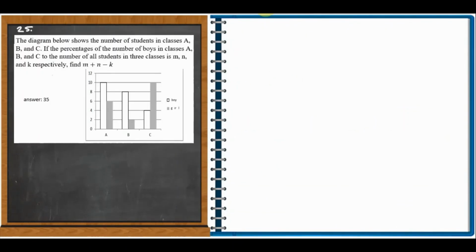Here we see a diagram that shows the number of students in classes A, B, and C. If the percentages of the number of boys in classes A, B, C to the number of all students in the 3 classes are M, N, and K respectively, we need to find M plus N minus K. So first of all, we need to collect the information from the graph.